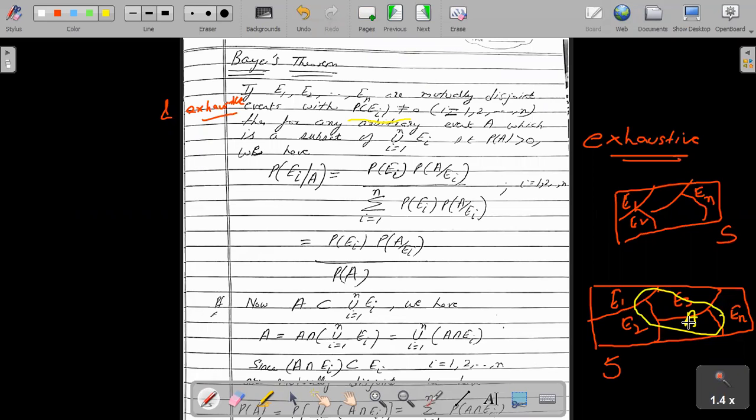So basically what is happening, some products are made by E1, some products are made by E2, some products are made by E3, some products are made by E4, and so on. Some products are made by En, such that probability of A is greater than 0. So probability of A greater than 0 means there is a production, so production is happening. Then we have probability of Ei given A. So if you see, probability of A is nothing but, according to the previous example, the probability of production. So this is the probability that the product is manufactured.